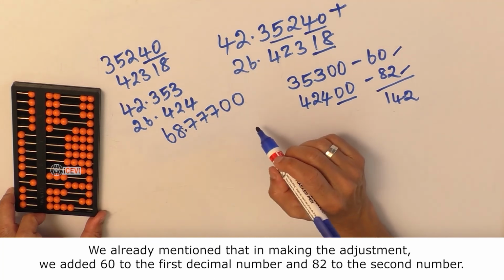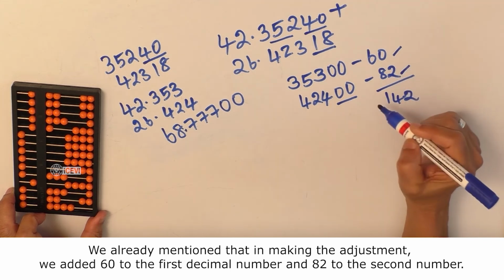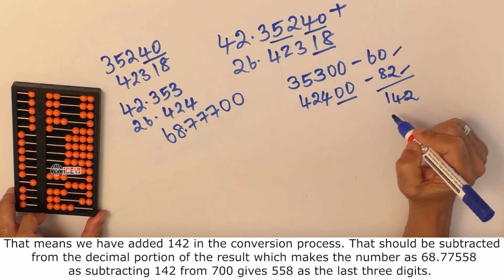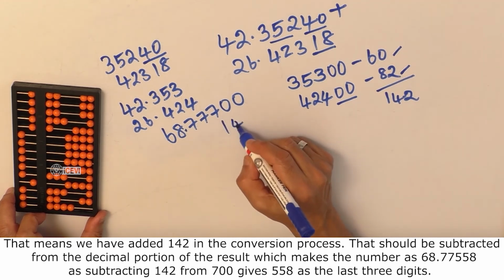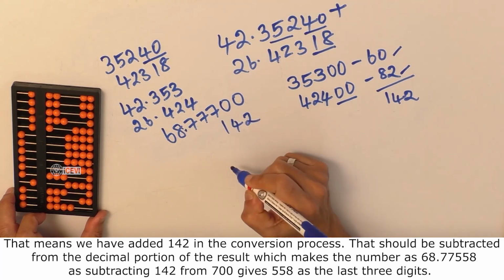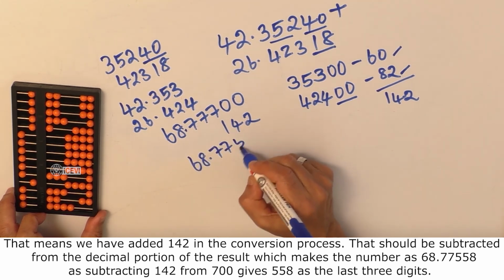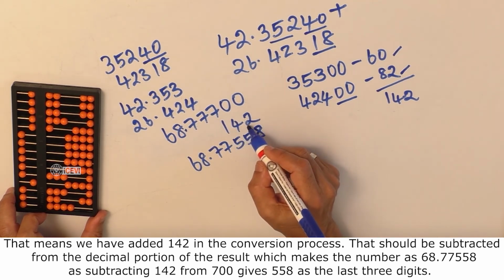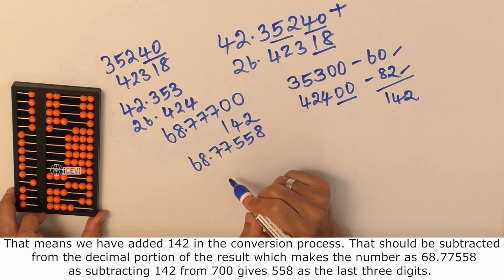We already mentioned that in making the adjustment, we added 60 to the first decimal number and 82 to the second decimal number. That means we have added 142 in the conversion process. That should be subtracted from the decimal portion of the result, which makes the number as 68.77558. As subtracting 142 from 700 gives 558 as the last 3 digits.